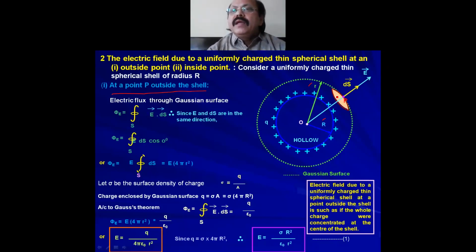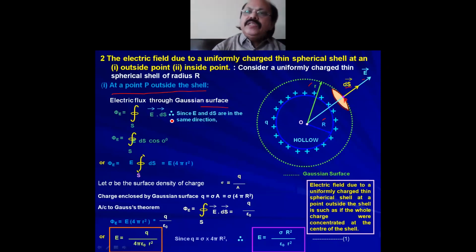We are taking here a small area element, and when we draw a normal on this area element outward, then the direction of the area vector and the electric field is in the same direction. So the angle between them is 0. Now we find the electric flux through the Gaussian surface, that is phi equal to closed integral E dot ds. Since E vector and ds vector both are in the same direction, the angle between them is 0.